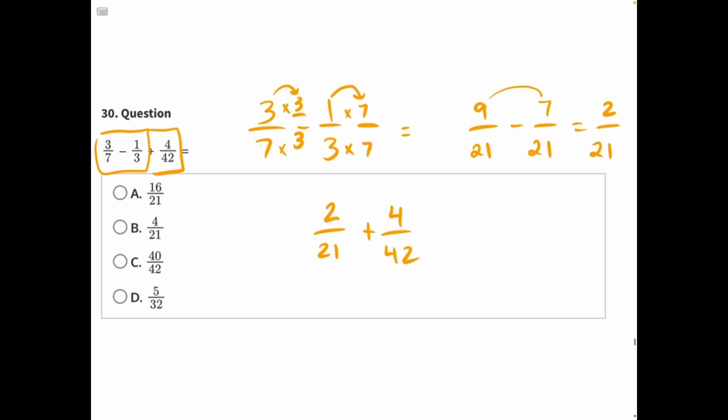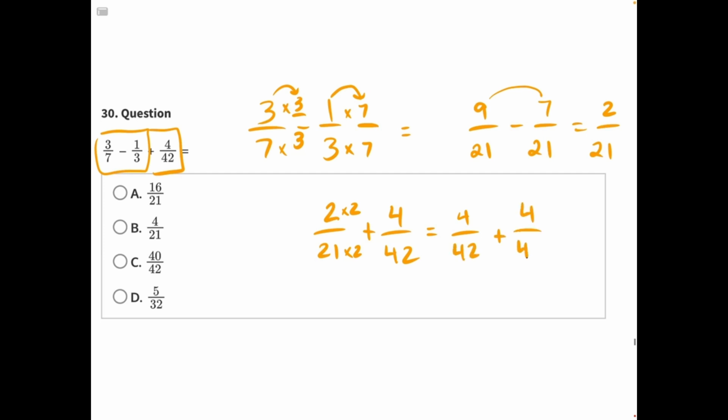Now just by looking, I know that if I were to multiply 21 by 2, I would get 42 because 2 times 1 is 2 and 2 times 2 is 4. So if I multiply the top and the bottom by 2, I should have more common denominators to work with. 2 times 2 is 4 on top. 2 times 21 is 42 plus 4 over 42.